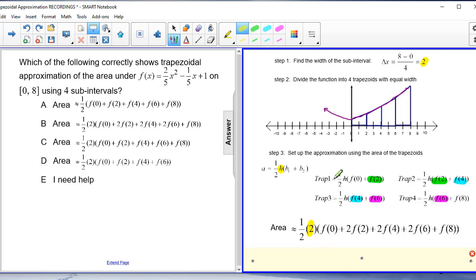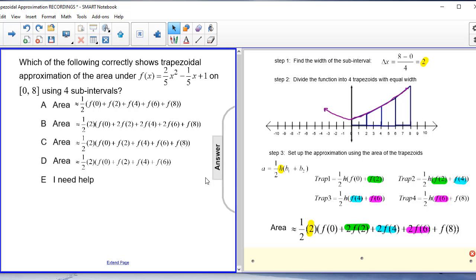So we have f(0) plus 2 times f(2), because it occurs twice, once in trapezoid 1 and trapezoid 2, plus 2 times f(4), because f(4) occurs once in trapezoid 2 and again in trapezoid 3. And then it's going to be 2 times f(6), because trapezoid 3 and trapezoid 4 both utilize f(6), and we end on f(8). So the correct formula, or the correct answer, is going to be B.